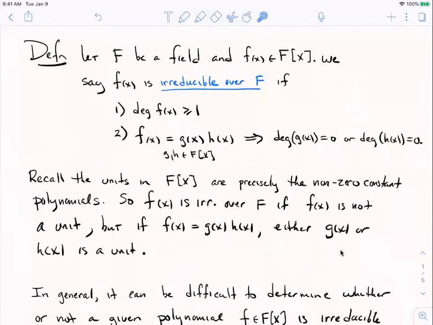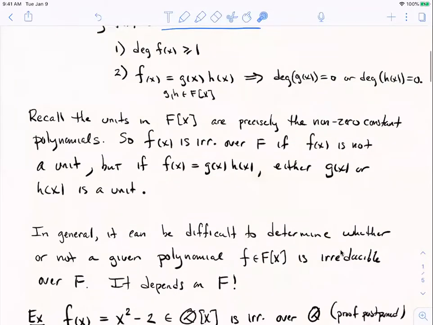All right. That's actually kind of a launching point. You can define irreducibility in other rings that way. You can say an element is irreducible if it's not a unit, but whenever you factor it in the ring, one of the two factors is a unit. It's just sort of an easier way to say the definition.